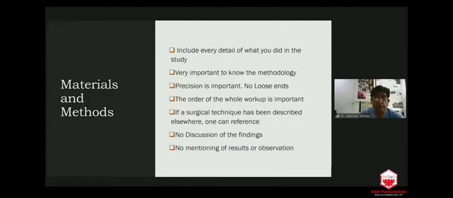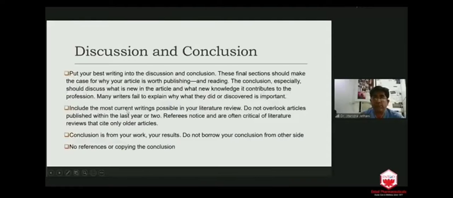If you are describing a surgery, sometimes because of the want of words, we don't want to write the whole thing, then you have to give an appropriate reference that this particular surgical technique was used and this has been described elsewhere. So you have to reference it, but do not mention anything else in materials and methods. But I think materials and methods is one of the key parts of your entire study, and that comes mainly from an effective protocol, if the protocol has been generated. So that is regarding materials and methods.